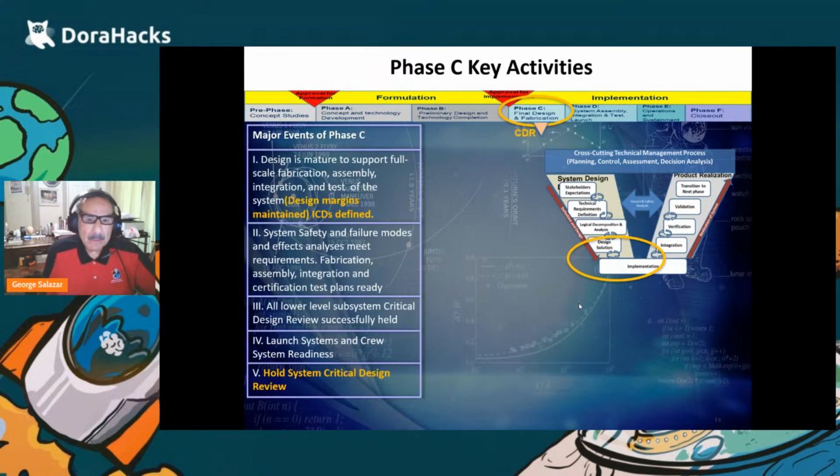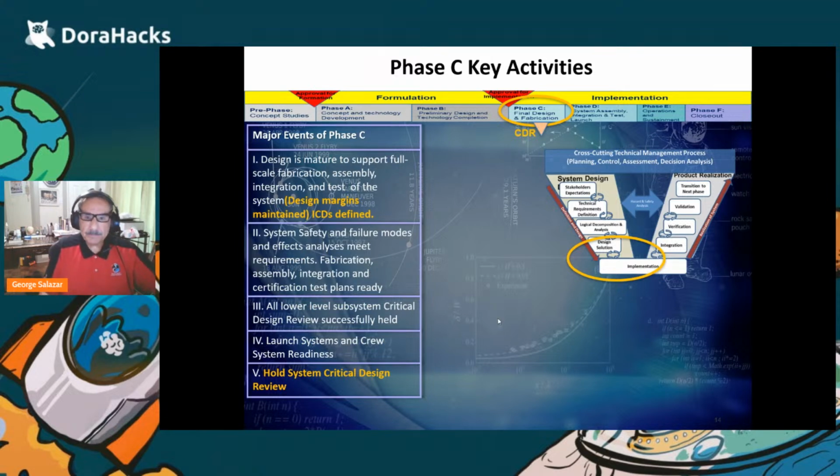And then in phase C, you're refining a lot of things. You're sharpening the pencil. You're looking at failure modes and effects analysis, fabrication, assembly, integration, looking at the lower level subsystem critical design review. Sometimes you have a system level design review, but you also have below that system level, critical design reviews of the subsystems that make up that system. So there's a whole bunch of design reviews going on. But again, it's somewhat of a decomposition, as I mentioned earlier, of basically simplifying a complex system. You don't want to do it all in one big bang.